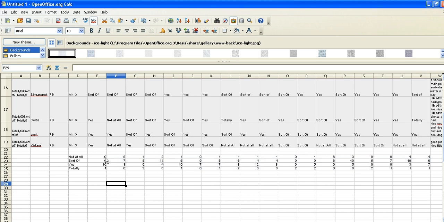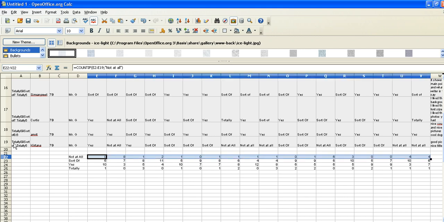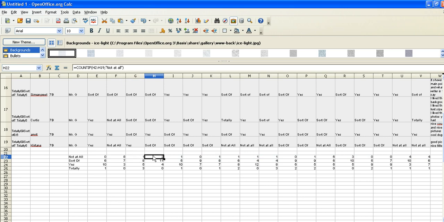Now there was another option that I'd like you to be aware of. Instead of using the $D and then 22 to refer to not at all, I could have changed that and just typed quotation, not at all, quotation. And that would also have worked. If I had done that, I would do the same for sort of, yes, and totally. And again, I could copy it all the way across, and you'll notice the data doesn't change, but the contents of the formula do. It's just another way to accomplish the same task.